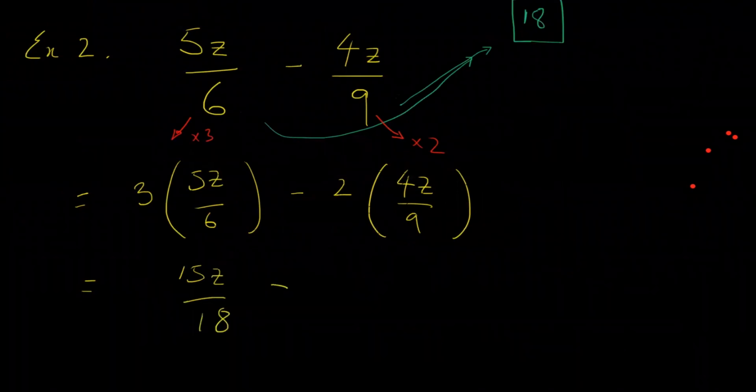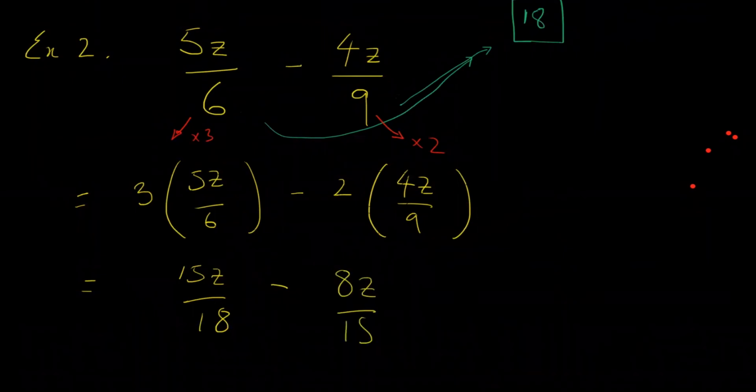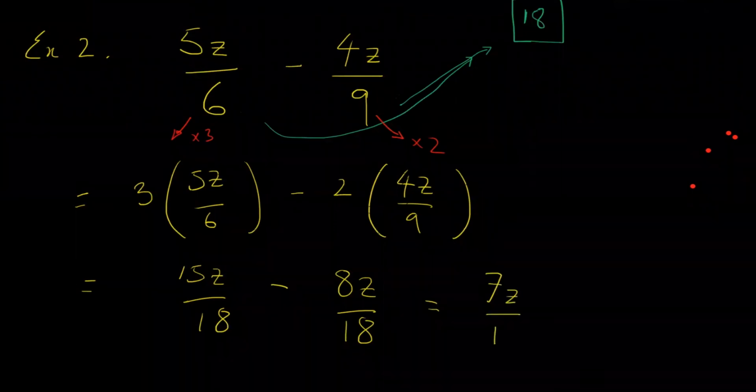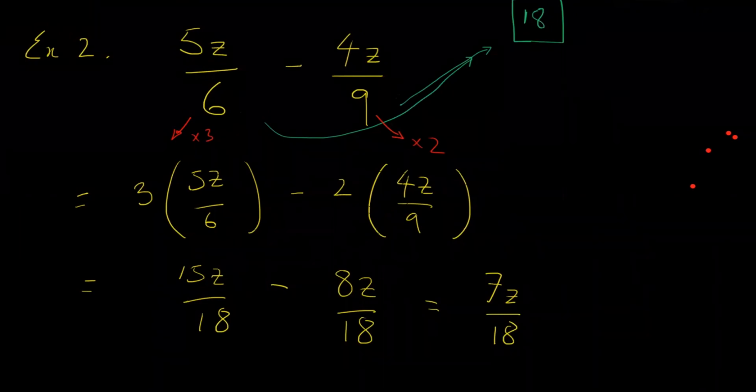And 8z over 18. Yeah, it's minus here. 15 minus 8, so the answer is 7z over 18. Perfect. Okay.